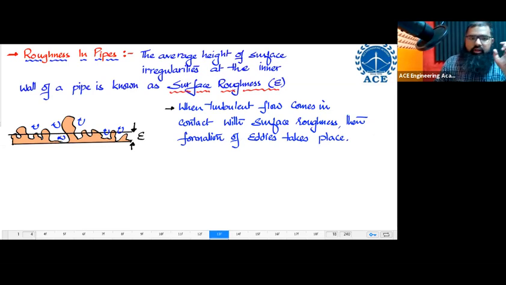With this much information, we are going into details now. Let us take a particular case. In this case, imagine that you have the wall of the pipe something like this. This is the wall of the pipe, and let us say you have surface roughnesses.